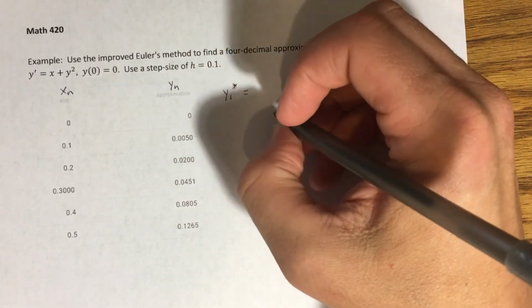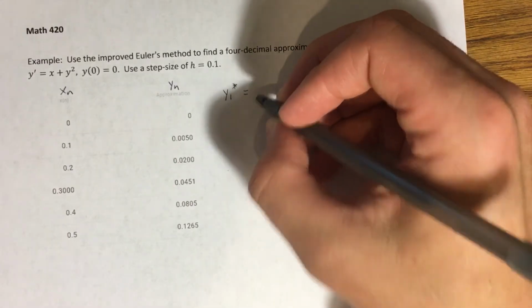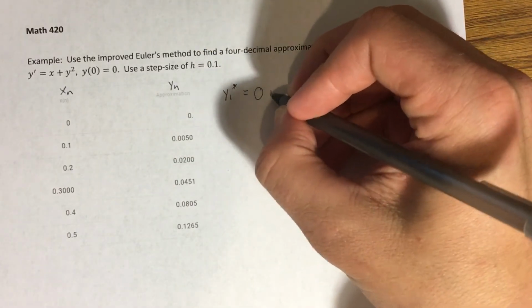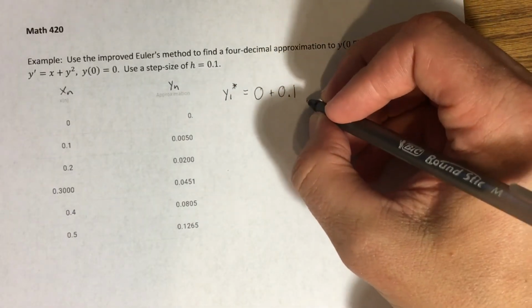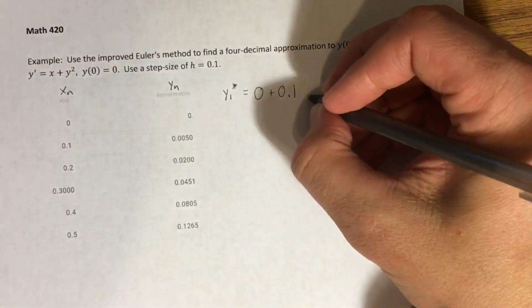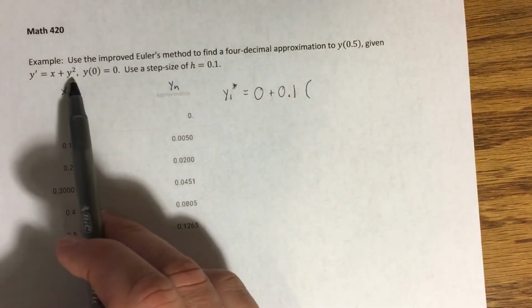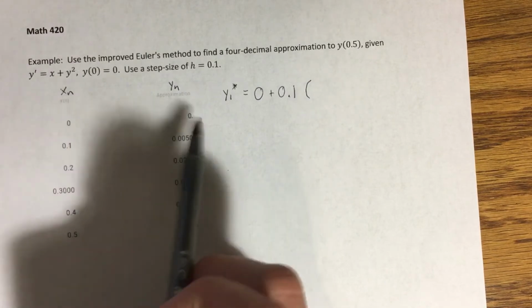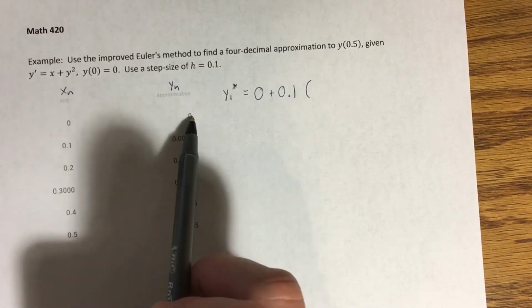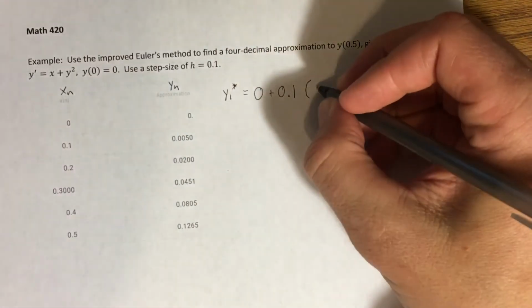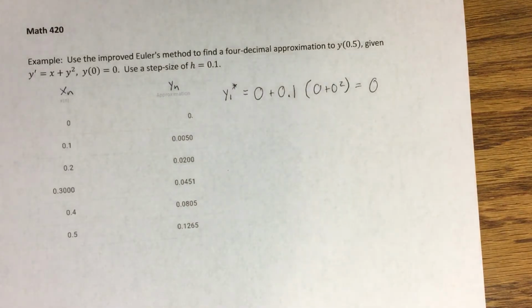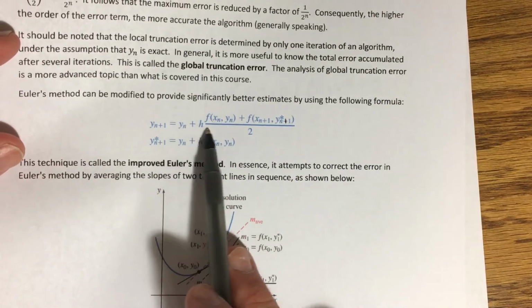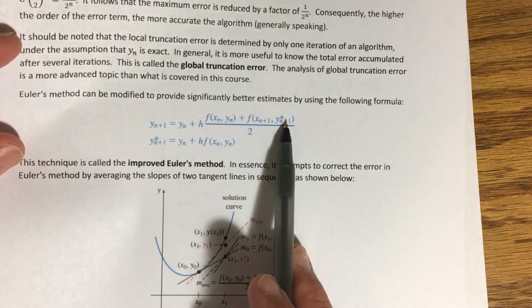y1 star is going to be equal to y0, which is 0, plus our step size of 0.1 times f of xn, yn. Well, remember, that's this function right here. f of xn, yn is f of 0, 0. That's 0 plus 0 squared, which in this case turns out to just equal 0. The next thing I need to do is take that y1 star and feed that into this recursive formula showing up here. Here's where it gets entered in.